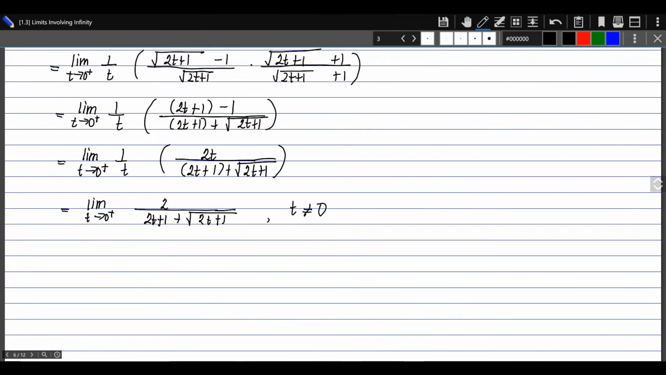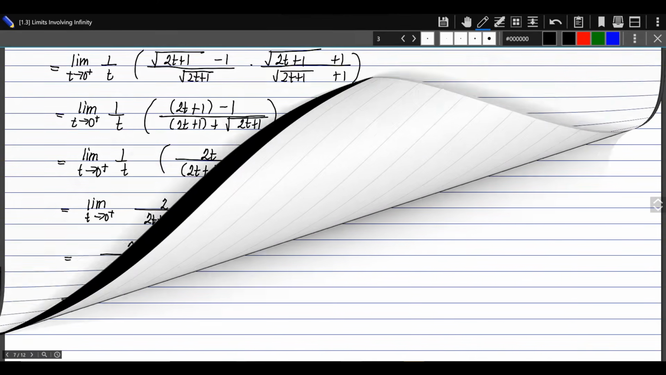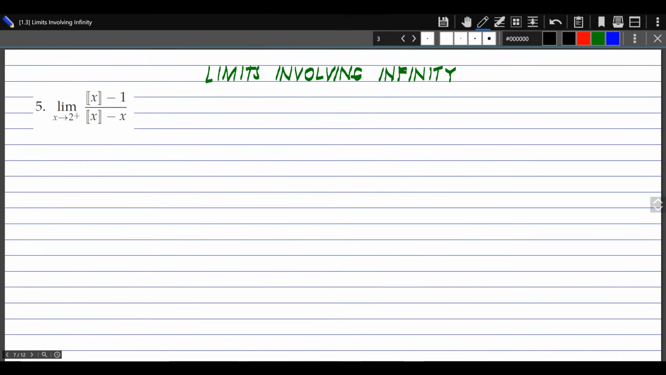Now in this expression, we can obtain a finite number when we evaluate at 0. This is equal to 2 over 1 plus 1. And therefore, the limit is equal to 1. Let's proceed to number 5. This is the last example for the topic on infinite limits.